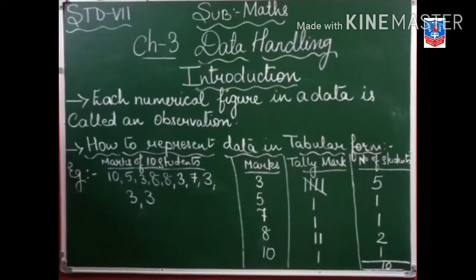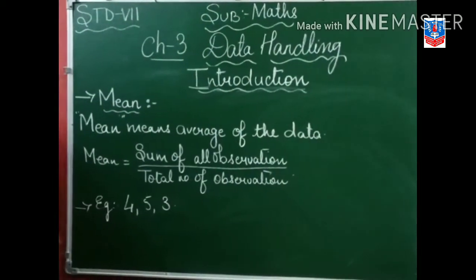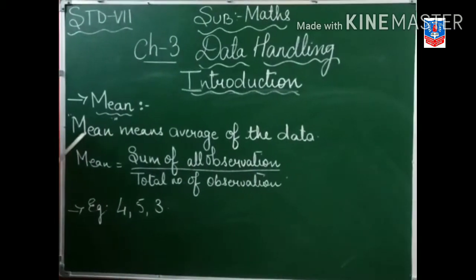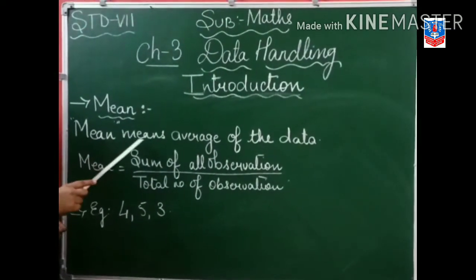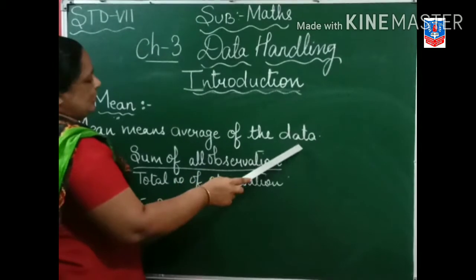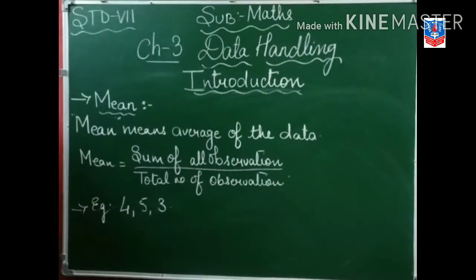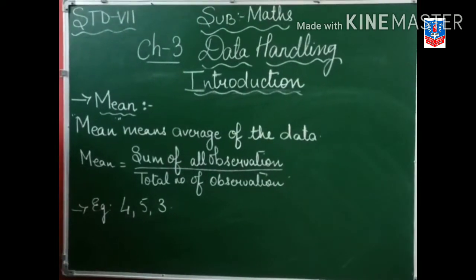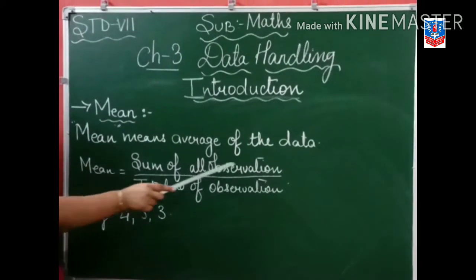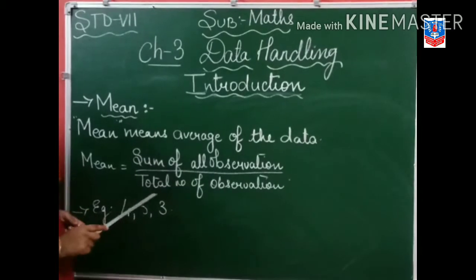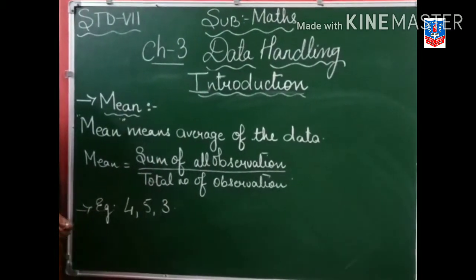Understood? Next, mean. What is mean? Mean means average of the data. We can also call this arithmetic mean. Now how to find mean? Sum of all observations divided by total number of observations.